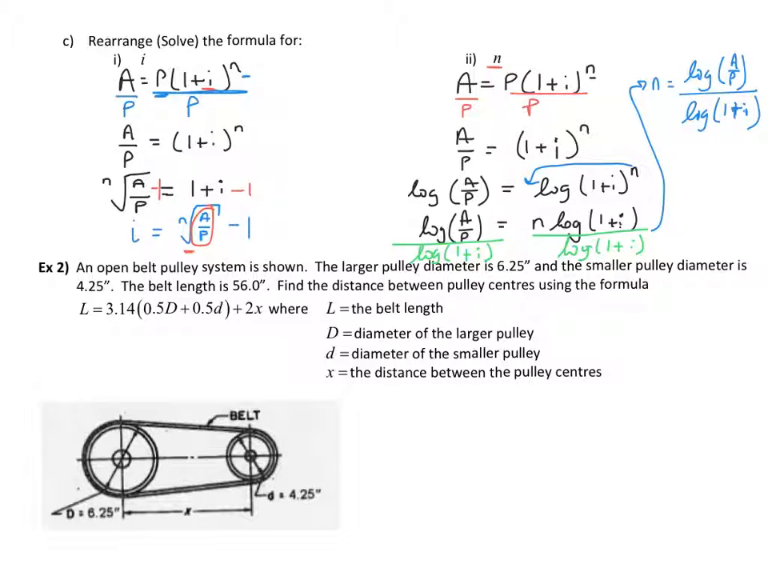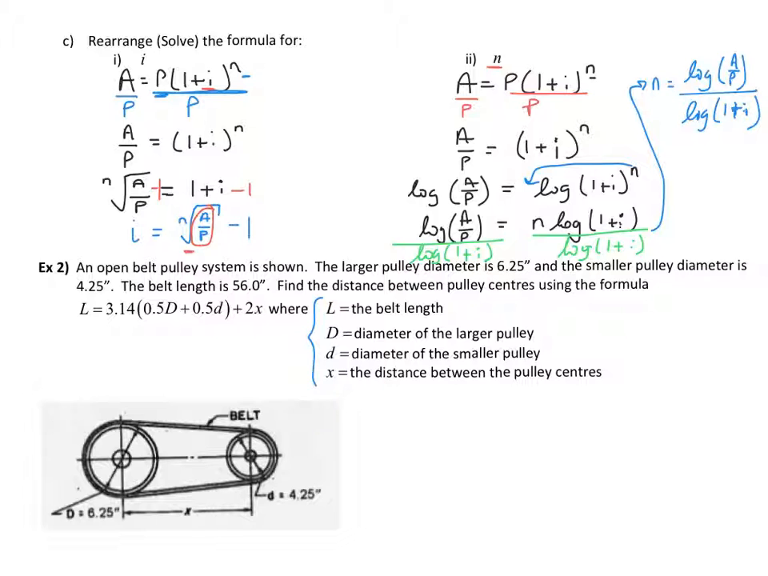All right, we have another question here on this side. Okay, an open belt pulley system is shown. It's not a super awesome diagram, but it's one I pulled out of an old book we have. A larger pulley has a diameter of 6.25 inches, or 6 1/4 inches, and the smaller pulley diameter is 4 1/4 inches. The belt is 56 inches long and goes between these two wheels. Find the distance between the pulley centers using the formula, and all the variables are defined here. All right, why don't you give that a try, see how you can do with that, and then you can check your answer.